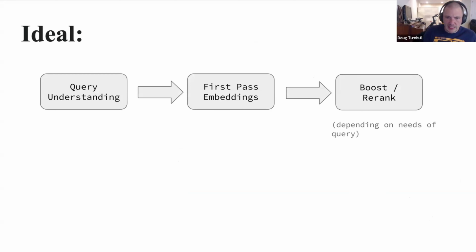So the ideal is some kind of query understanding, first-pass embeddings, and then some later layer of boosting and re-ranking. Re-ranking could be a model. Re-ranking could be manually tuned. All of those are totally valid.